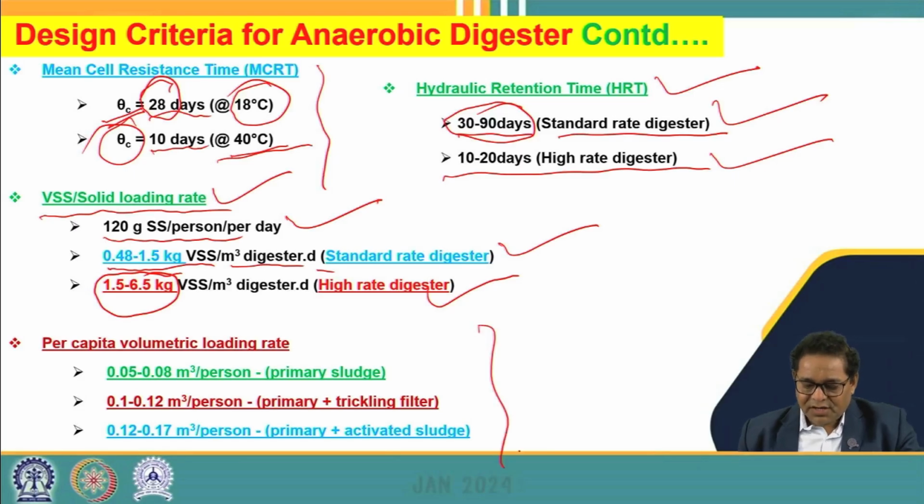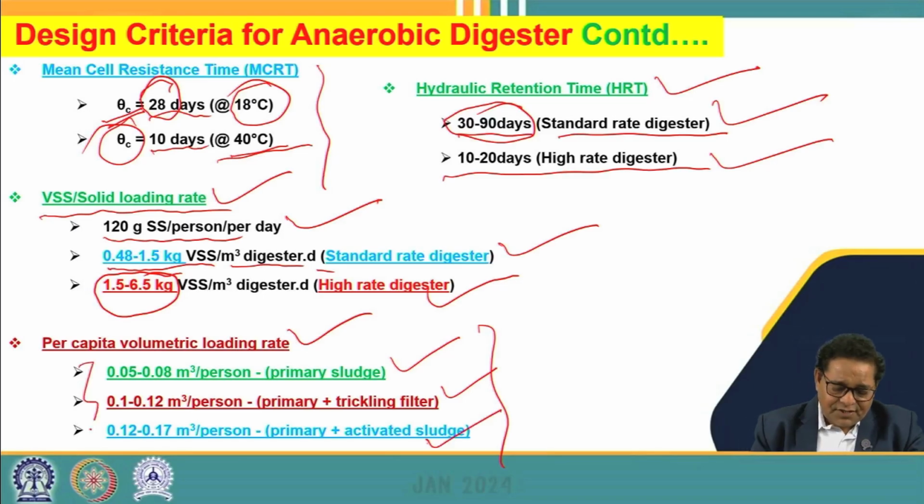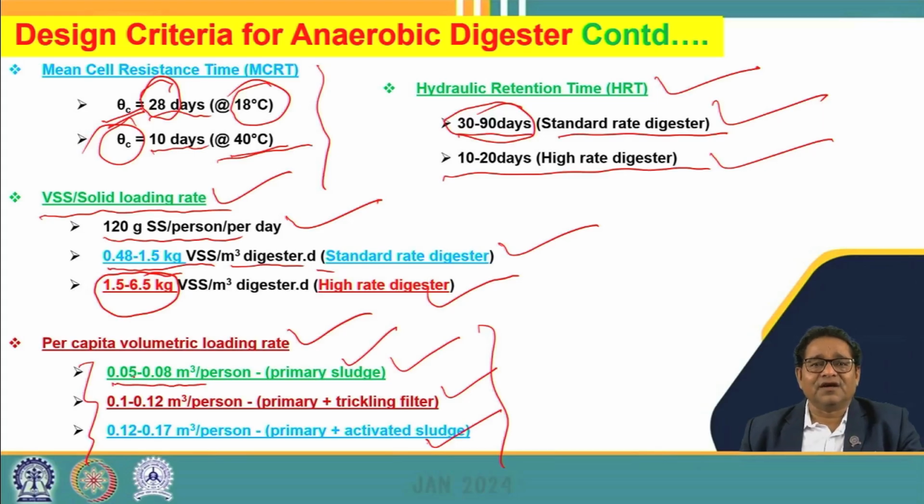Then there is one more criterion, which we call the per capita volumetric loading rate. This is basically the thumb rule we adopt in case no other data is available. Here we presume primary sludge, primary plus trickling filter mixed sludge, or primary and activated sludge process, and different volumetric loading rates can be adopted for different types of sludge. The first, for primary sludge, is very less, that is 0.05 to 0.08 meter cube per person.